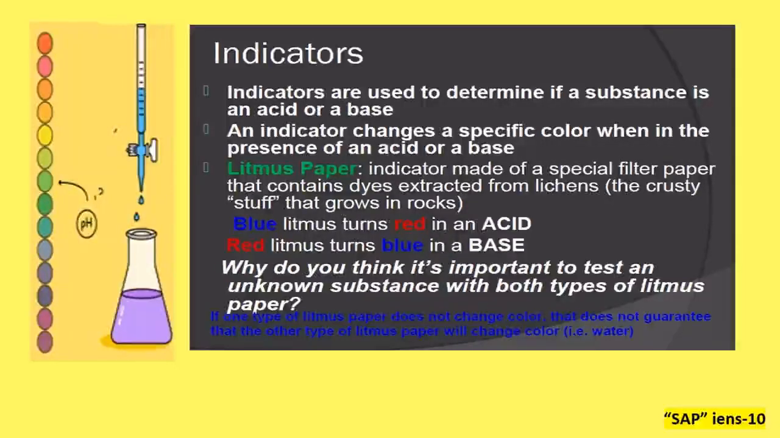Why do you think it's important to test an unknown substance with both types of litmus paper? Answer: if one type of litmus paper does not change color, that does not guarantee that the other type of litmus paper will not change color. That may be water.